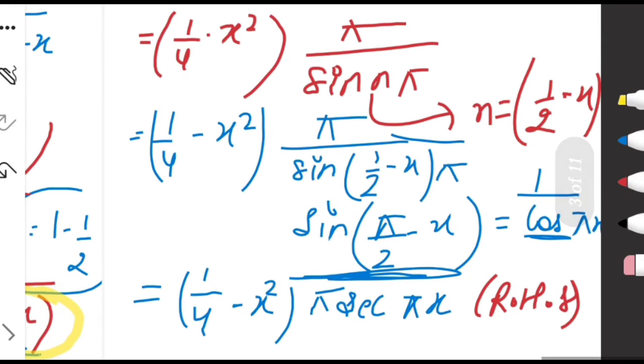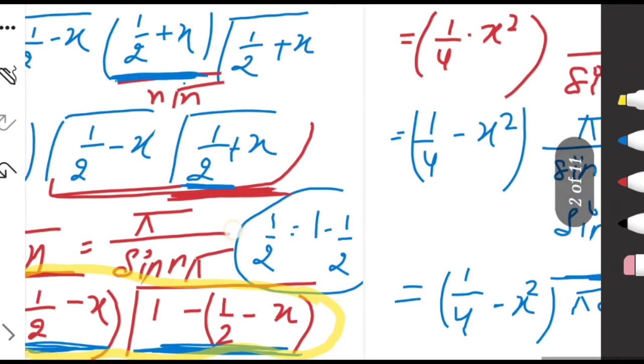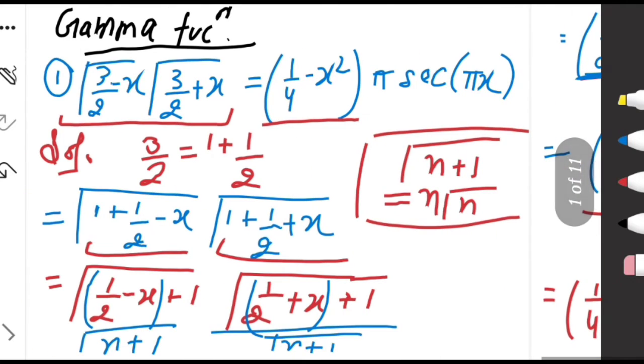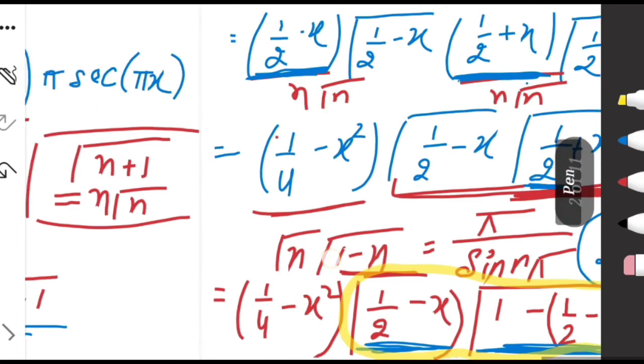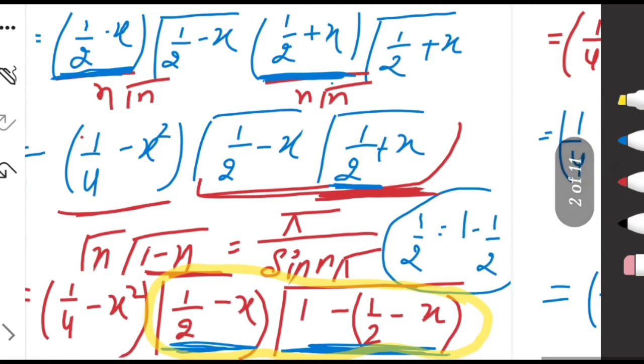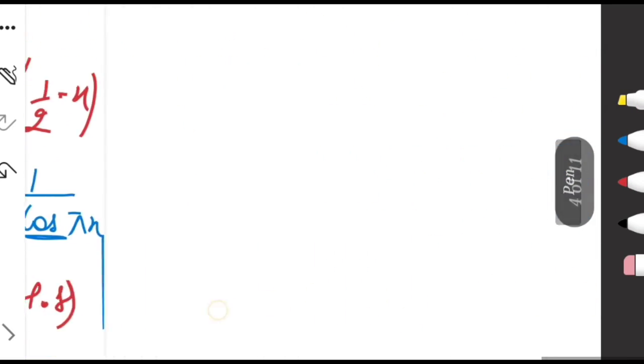Okay, so let us see what we have done. This was the question. First of all, I rearranged these functions as gamma n plus 1, which is equal to n gamma n. Then I used the second formula, which is gamma n and gamma 1 minus n, that is equal to pi by sine n pi. Now let us move to the second question.